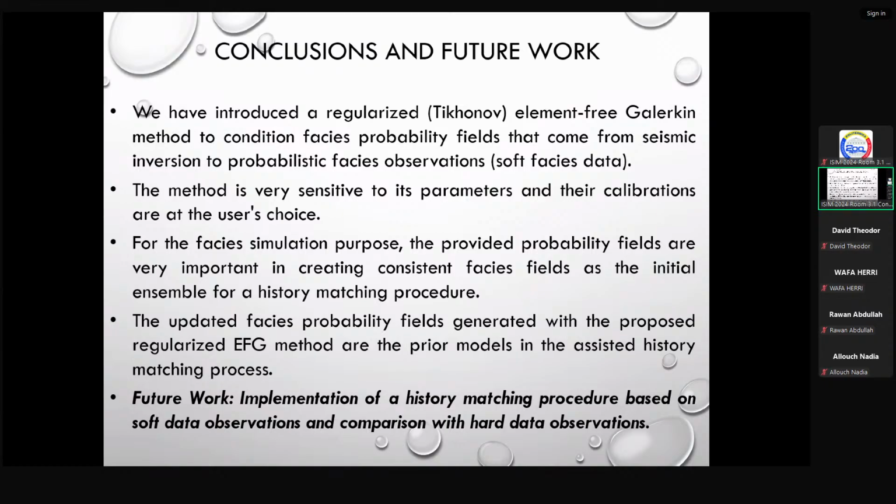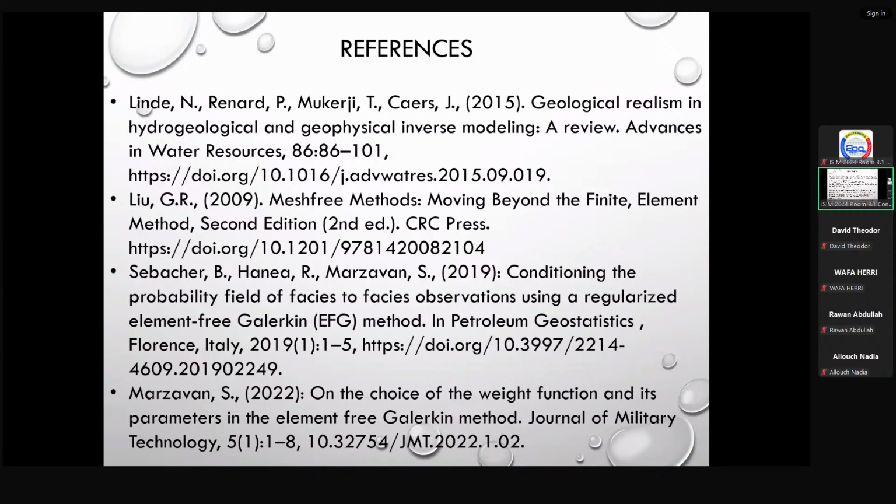And I outlined a few references from this reservoir modeling.